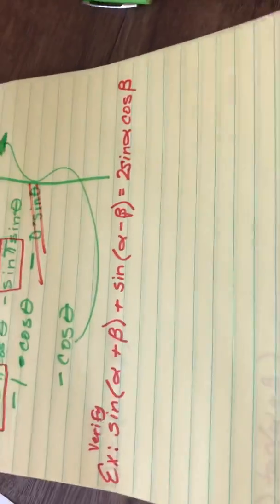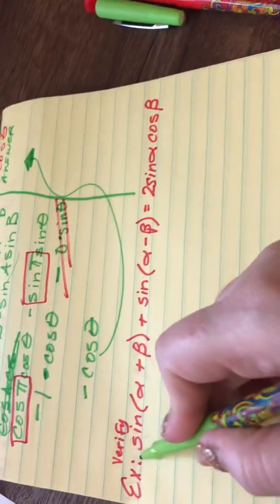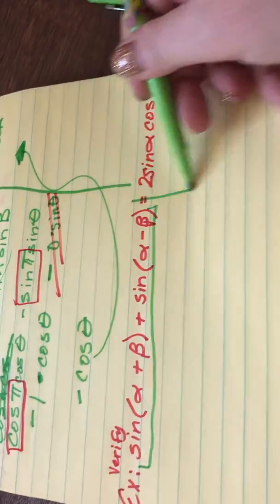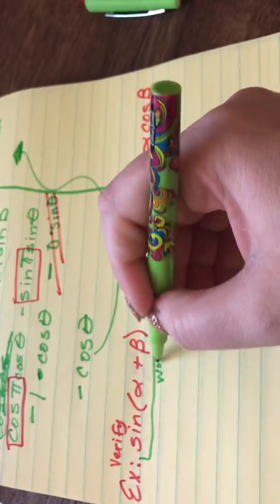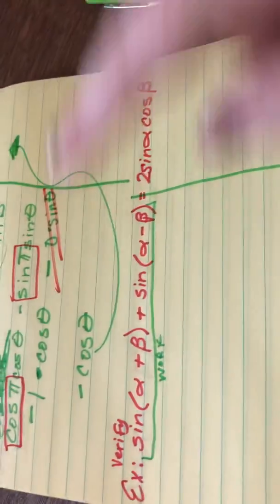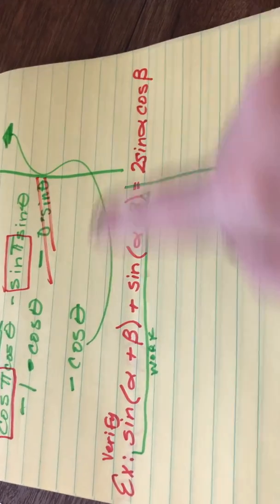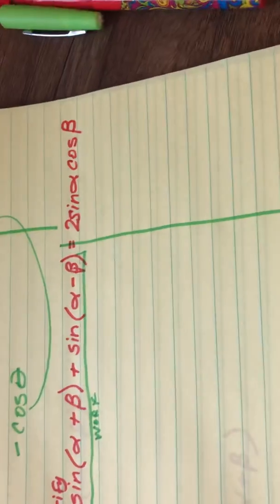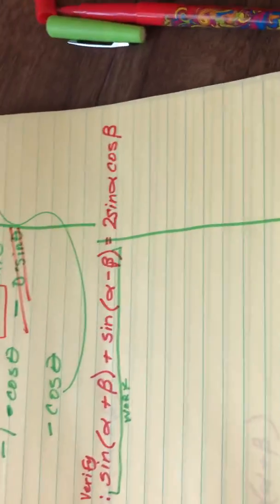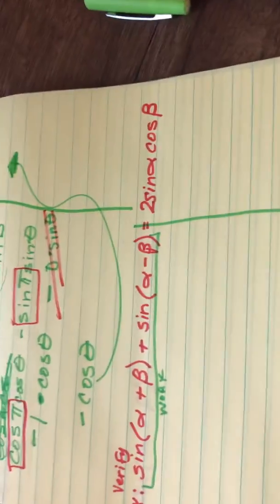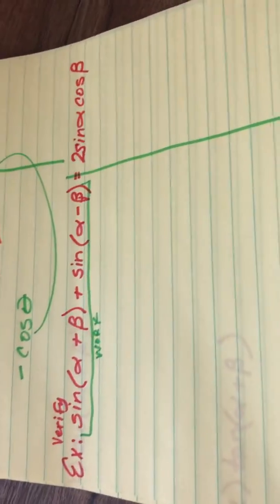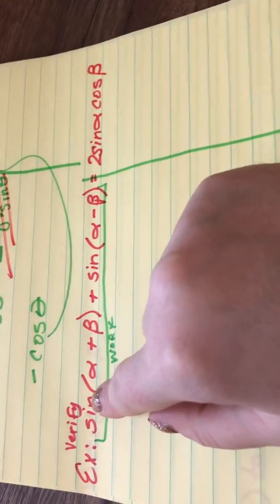Okay, so it says verify. So again, we're going to work on the left and get something on the right. And notice that there's no pi or 1 or 0 or anything. So we're not going to be using our circle. So let's use some formulas.